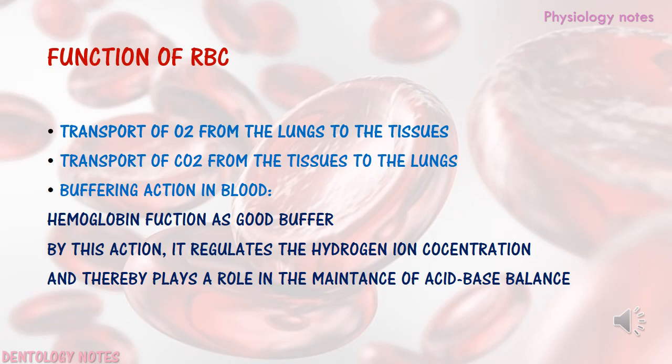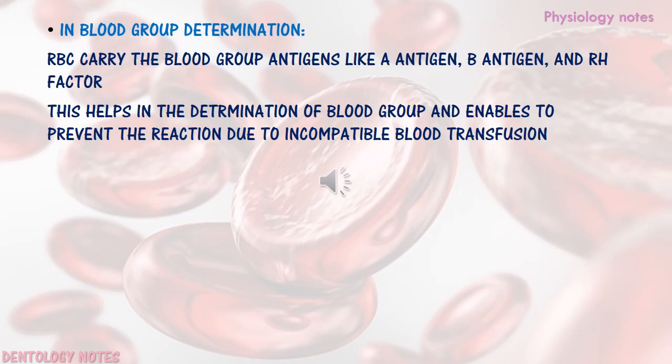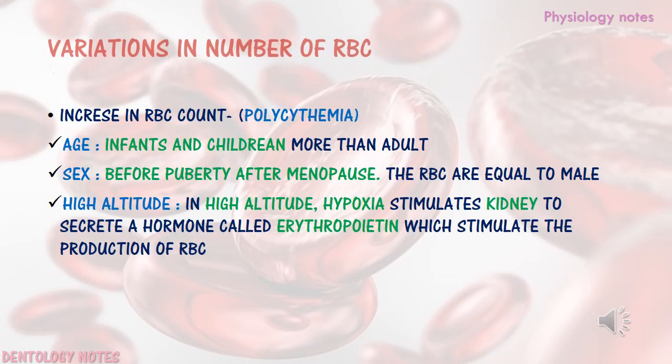In blood group determination, RBC carry the blood group antigens like A antigen, B antigen, and Rh factor. This helps in the determination of blood group and enables prevention of reaction due to incompatible blood transfusion.